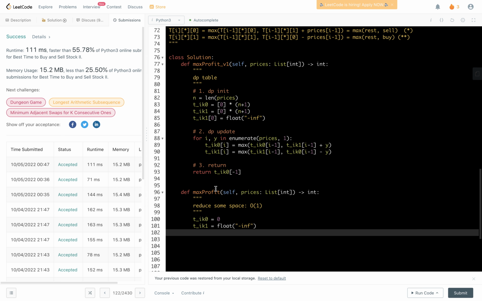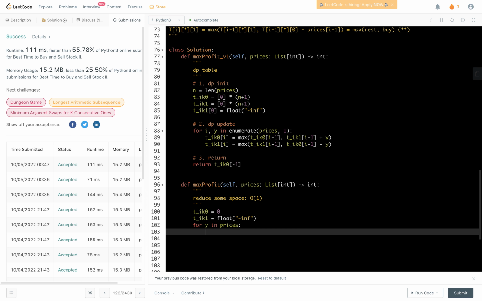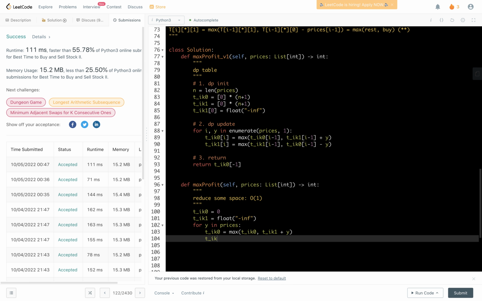Then we're going to do the iteration, which corresponds to the DP update. For this, I'm going to ignore the index. So for y in prices, we're going to update ti k 0, which is nothing but its previous state, we can think of as the previous day. And then we're going to use ti k 1, in other words, the previous day with stock. So we can sell the stock to gain some profit, so we can add y.